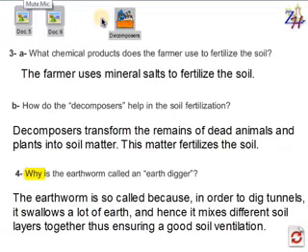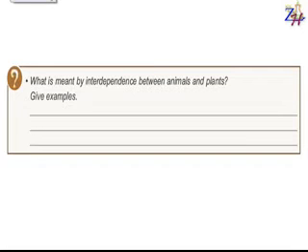So as we saw here, how different decomposers help in the fertilizing of soil. And now to solve the question, the question says, what is meant by interdependence between animals and plants? Give examples. So as we saw in the documents and in the video, there are different relationships between animals and plants. Some of them help each other, some of them harm each other. So we can say that interdependence is all the relationships between animals and plants.